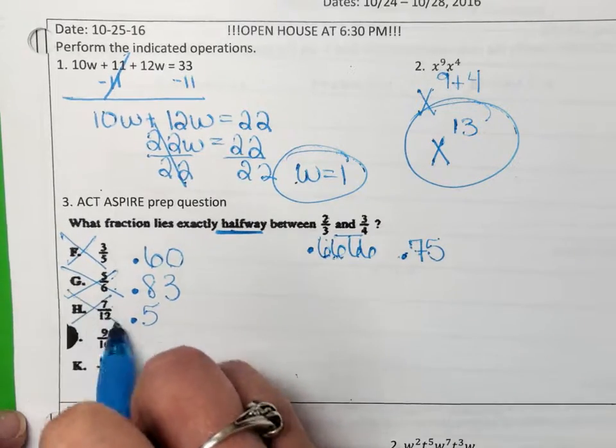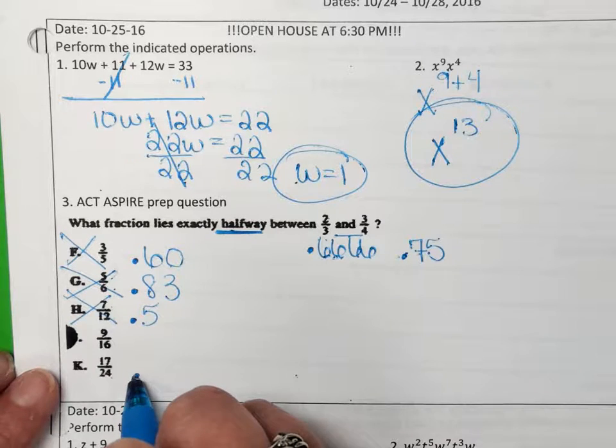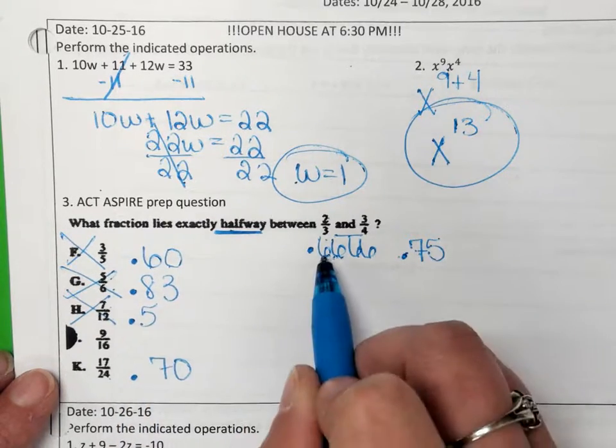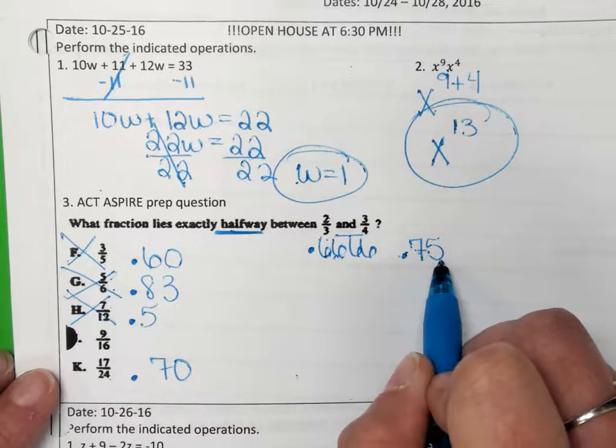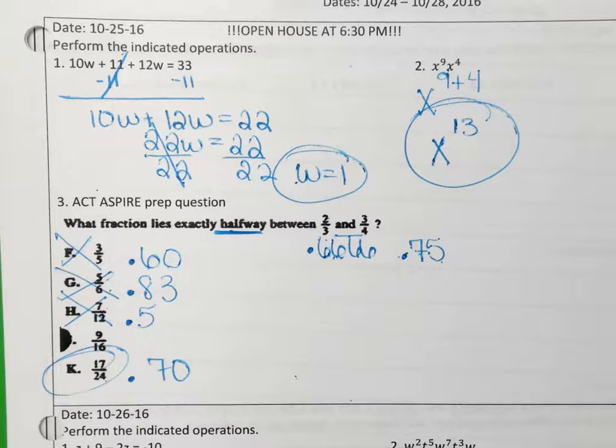You want to do K? Okay, what's 17 divided by 24? 0.70. Is that between 66 and 75? Yes, it is. There you go. Look at you go. Y'all okay? No. Come on.